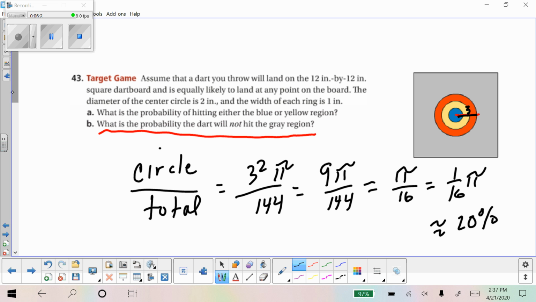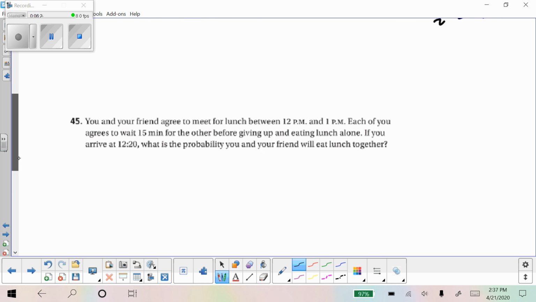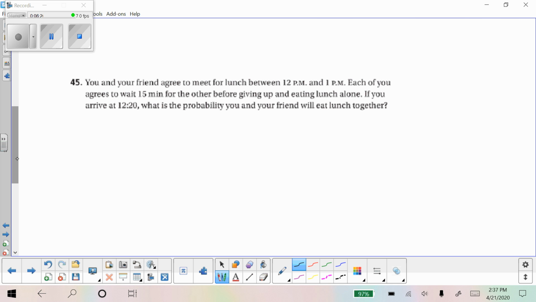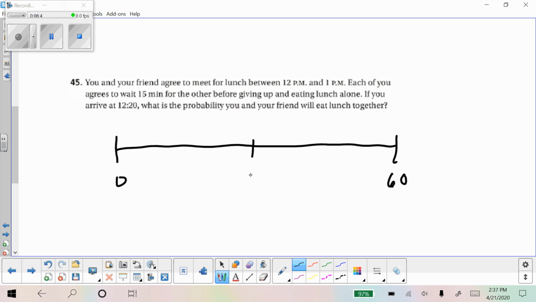All right, let's do one more here. Number 45. A lot of students had trouble with this one. It says you and your friend agree to meet for lunch between 12 p.m. and 1 p.m. I'm just going to draw a number line with 60 minutes on it. So there's that lunch period, and here would be 10, 20, 30.